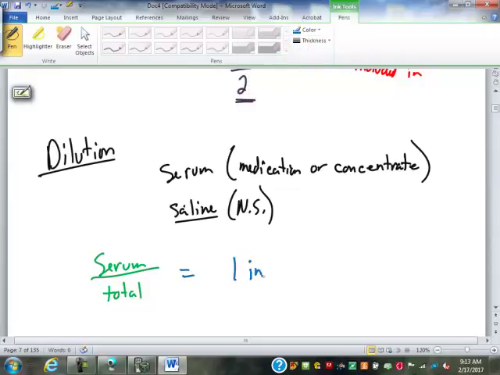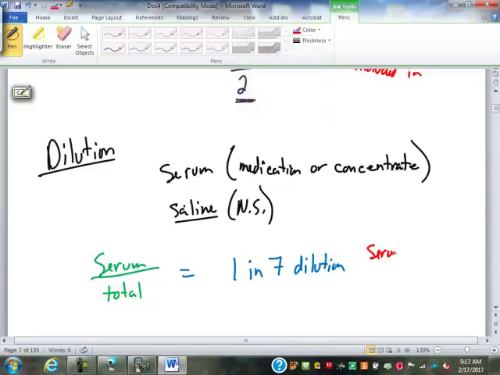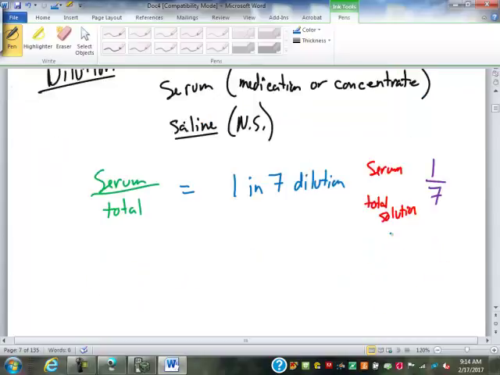If we have a 1 in 7 dilution, that means we have a ratio of serum to total solution of 1 to 7. Just like I did up here, if I wanted the ratio of serum to saline, it would be 1 to what? 6. There we go. 7 represents our total solution. If one part is serum, the other 6 parts have to be the sterile water, the saline.